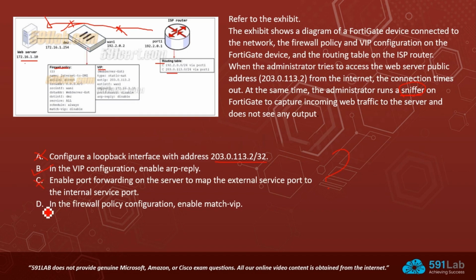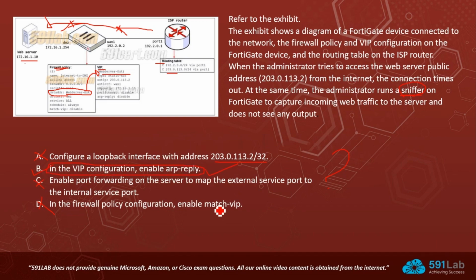Let's go to answer D. In the firewall policy configuration, enable match VIP. This is also configured, because you can see in the firewall policy destination address, web server-ext. The VIP name is web server-ext. This is already configured, and answer D is also incorrect. So C is incorrect, and A is not related. So we can select answer B as the correct answer.